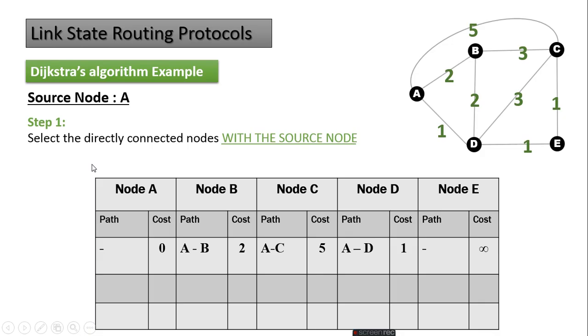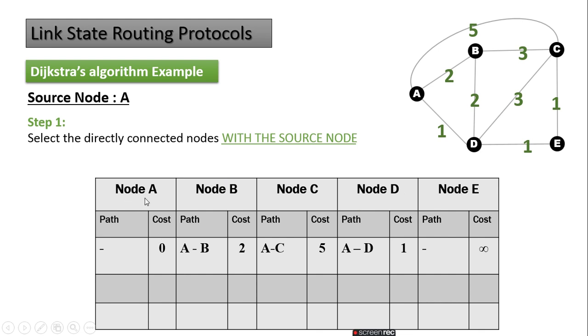Now in order to do this for your examinations, you need to draw a table like this. So the columns are the number of nodes that you have. Make sure you indicate the source node in the first column. So in this case, the source node is given as A. So I'm going to put node A in my first column. I have node B, C, D and E.